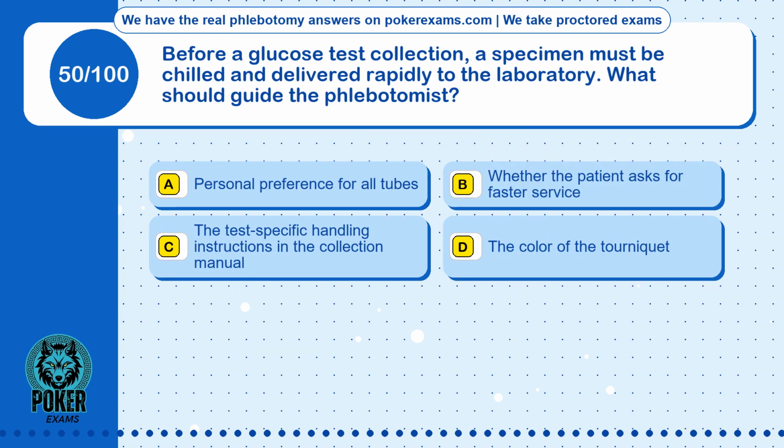Question 50. Before a glucose test collection, a specimen must be chilled and delivered rapidly to the laboratory. What should guide the phlebotomist? Option A. Personal preference for all tubes. Option B. Whether the patient asks for faster service. Option C. The test-specific handling instructions in the collection manual. Option D. The color of the tourniquet.